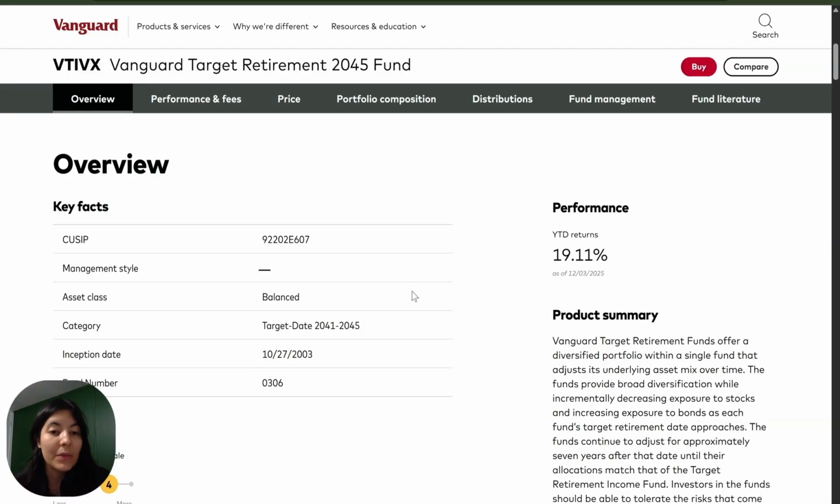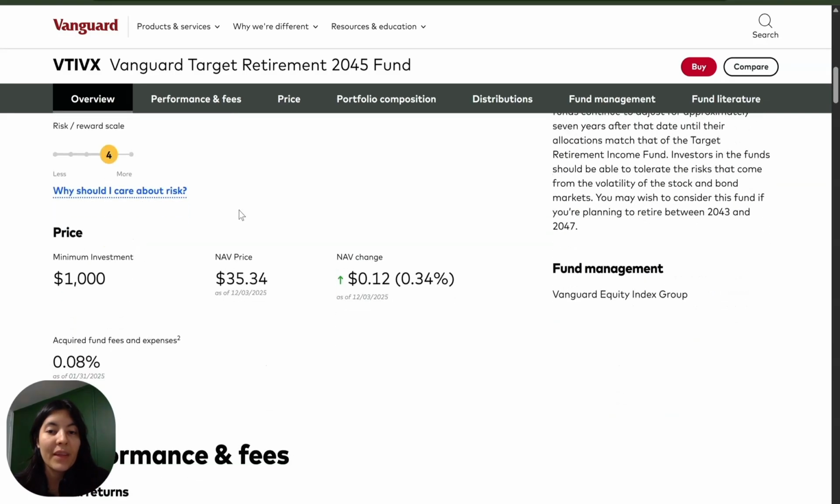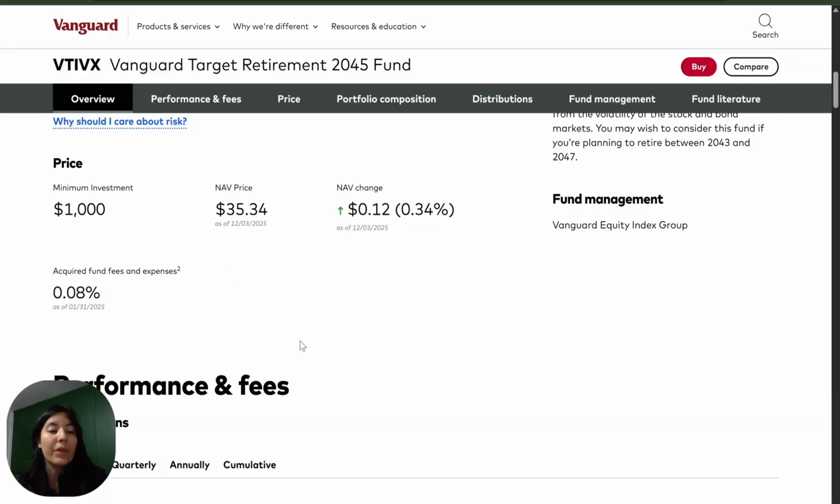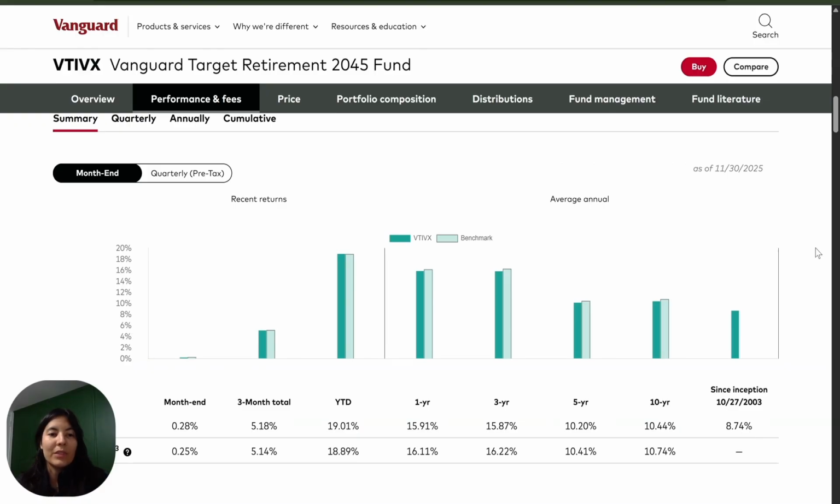But there's a lot of details that you get by clicking on this information, like when that fund was started, the risk scale according to the platform, the minimum investment. So with Vanguard, if you want to open a Roth IRA, you do need a minimum investment of $1,000. You can also see the cost of the fund, so 0.08% for this one. So that's a low fee fund. Here it's showing over time the annual percentage rate. So 8.74% since 2003. So that's around that expected average, although it's still early since it is a 2045.